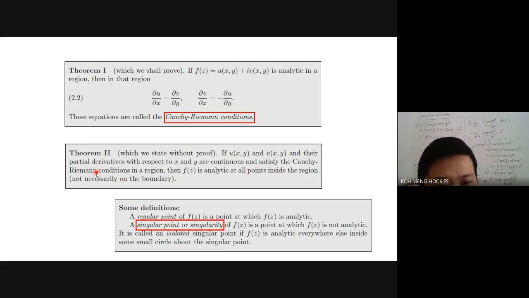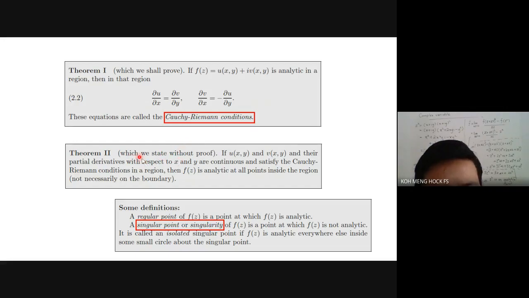Okay, so here it means, like just now with z to the power of 3, we already showed it is analytic. So it means if there is a region, if you plot this, then you will see that inside the region the function is going to be analytic. Okay, so that is theorem number 2.